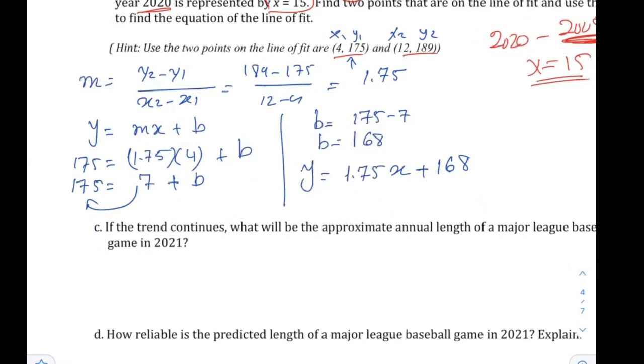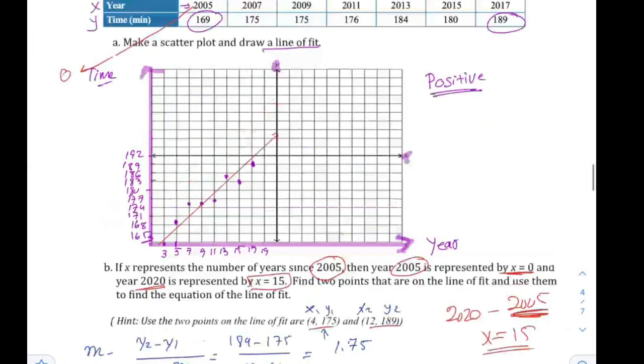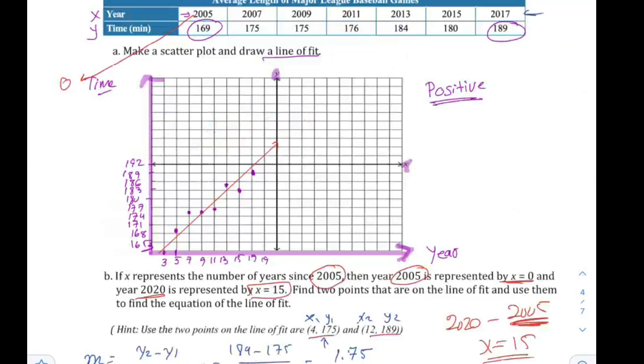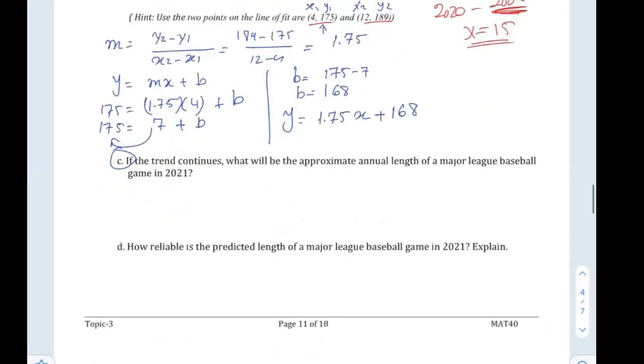Now, why are we creating the equation of a line? To be able to predict the next years. Here we have only the statistics until 2017. So if we are asked to find the next years, we can find that using this equation.